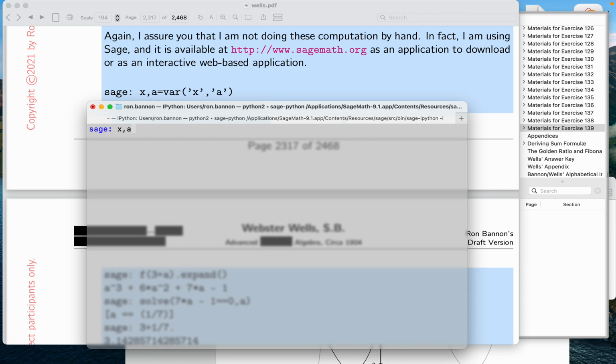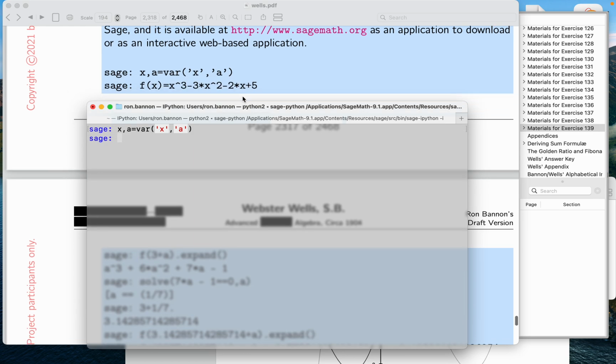So I'm going to define two variables, x and a. x is a variable, and a is a variable. Right? I'm just learning. I want to define the function, and this is the original function we have. And what was that function? It was x cubed minus 3 star x squared minus 2 star x plus 5.